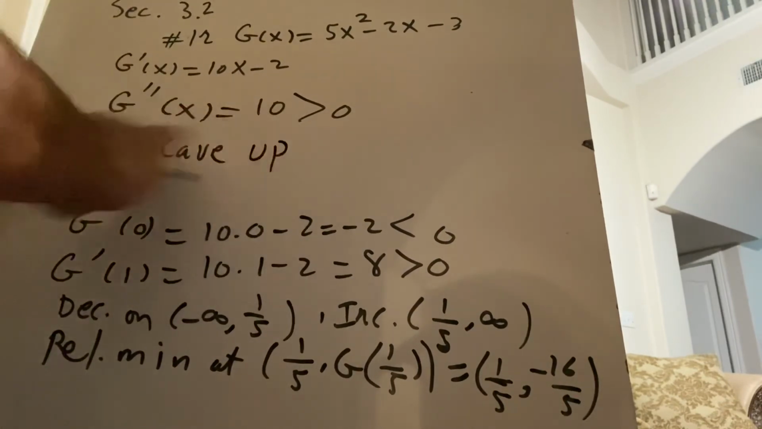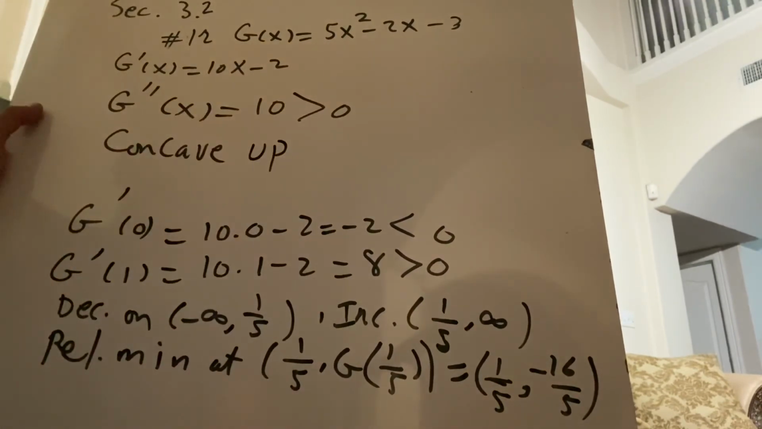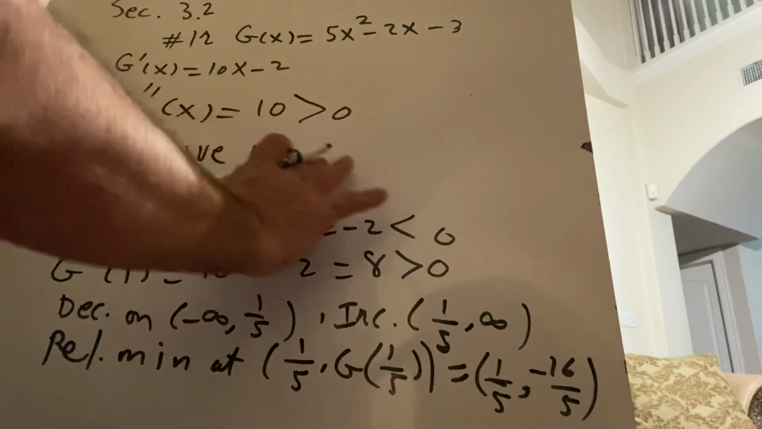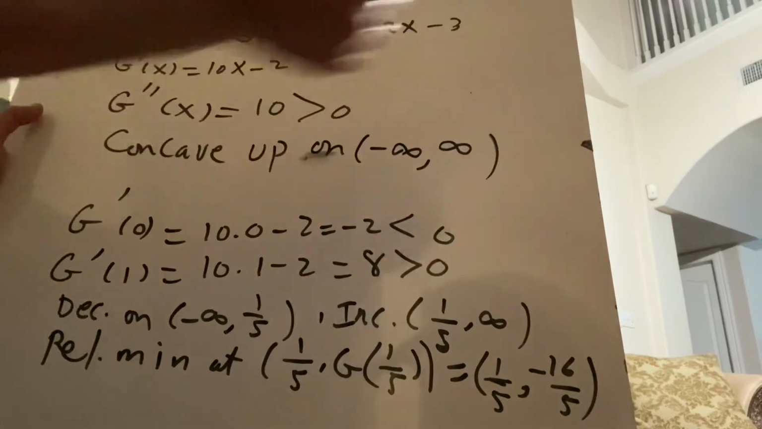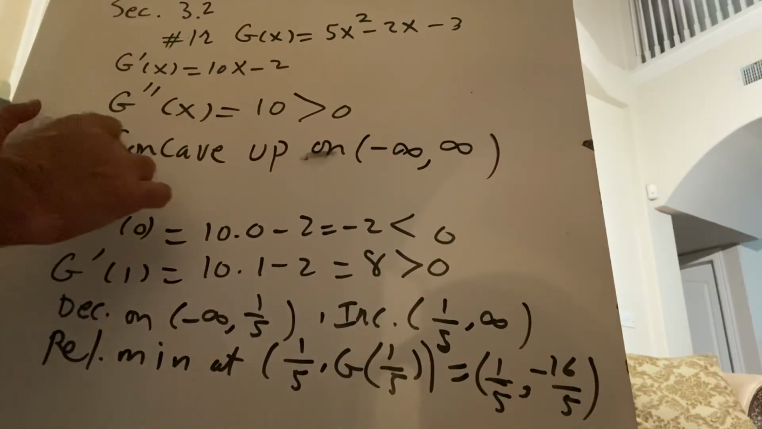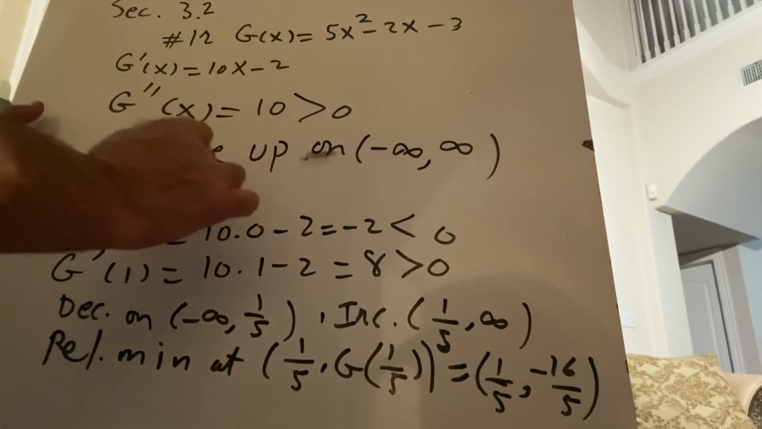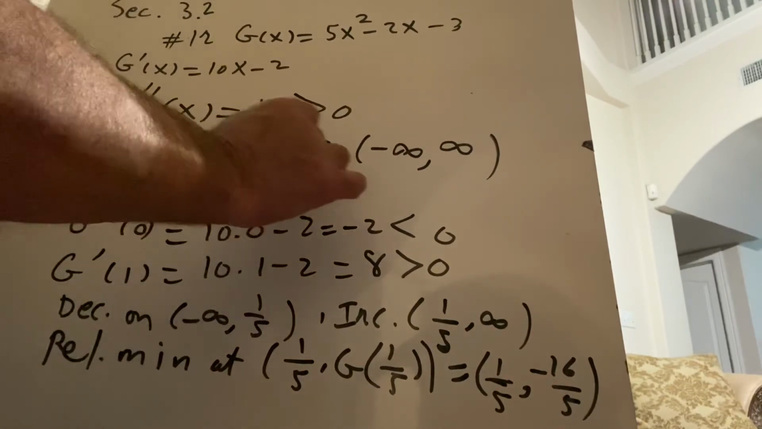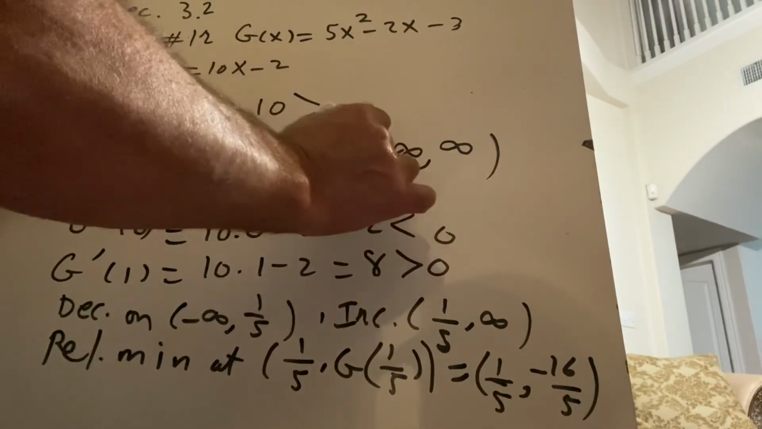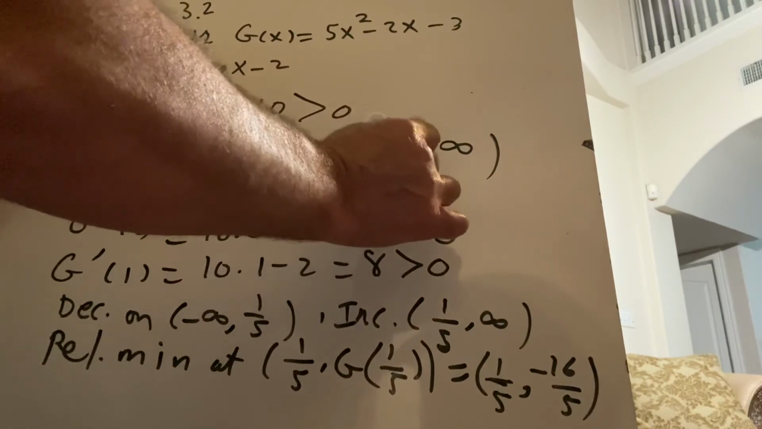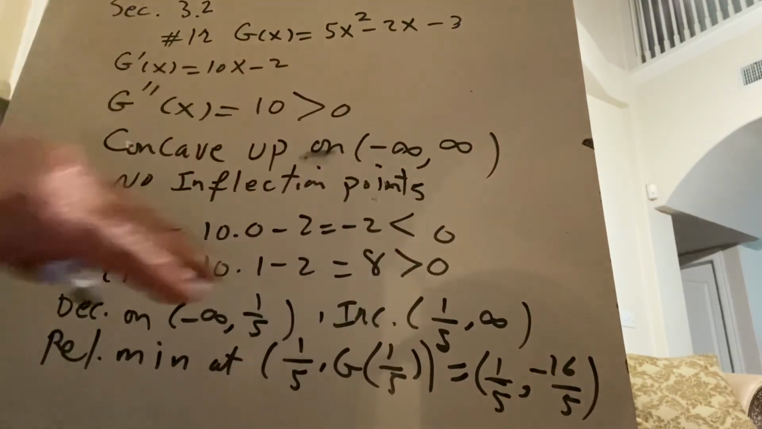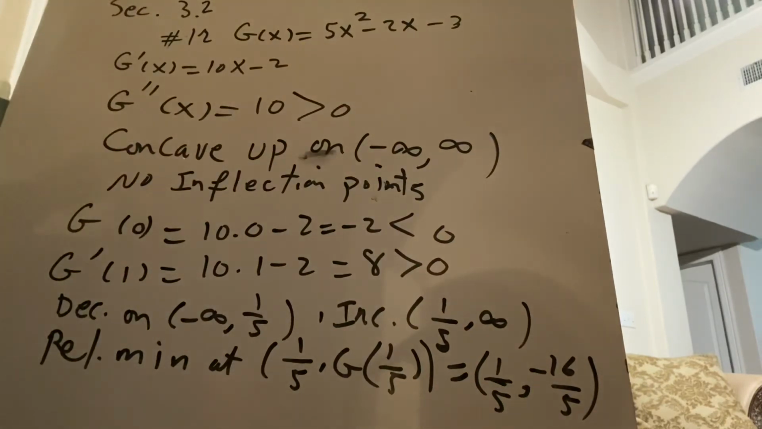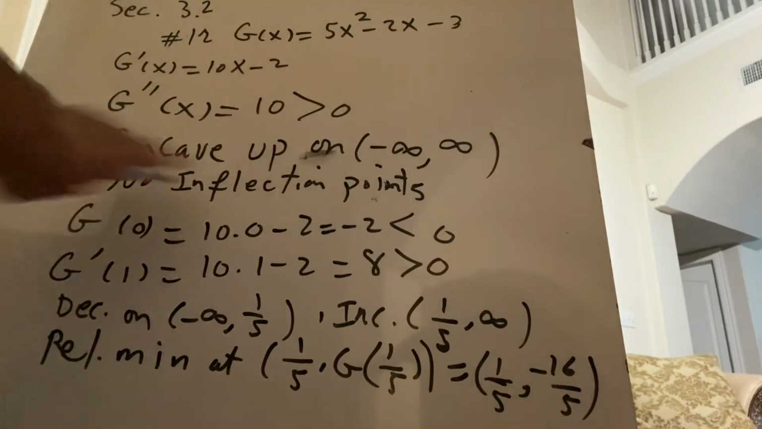And by the way, because it never changes concavity from up to down or down to up, we can also say, concave up on the entire interval, negative infinity to infinity, which is pretty much everywhere. Also, no inflection point again, because of course the concavity does not change, because it's always either concave up or if it was always concave down, last example, there will be no inflection point.